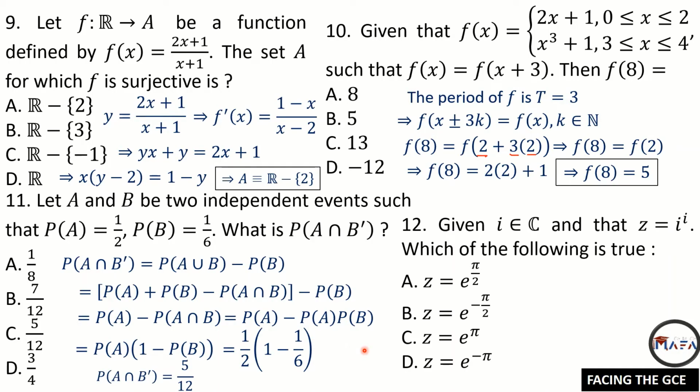Alright, so question 4 is on complex numbers, and the question reads, given I being a set of complex numbers and that Z is equal to I raised to the power I, which of the following is true? So first I'm going to demonstrate how we can get the argument and the modulus of a complex number. Let's just take our complex number, let me specify that it is Z1. So let me just say Z1 is equal to I. That's my complex number.